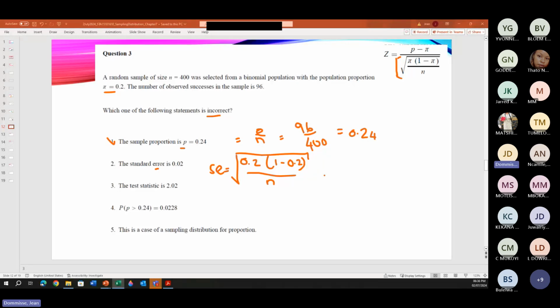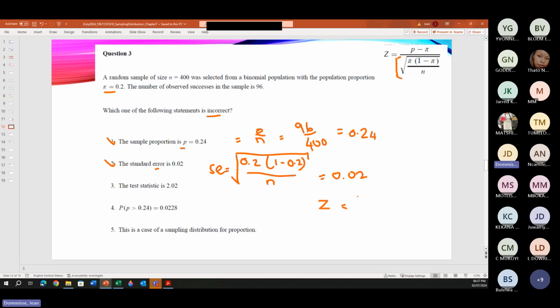So if we take the square root of the standard error, the answer I get is 0.02, which is what they're giving us. So unfortunately, still not the incorrect one. So that means we need to work out the Z as well. So let's work out Z.